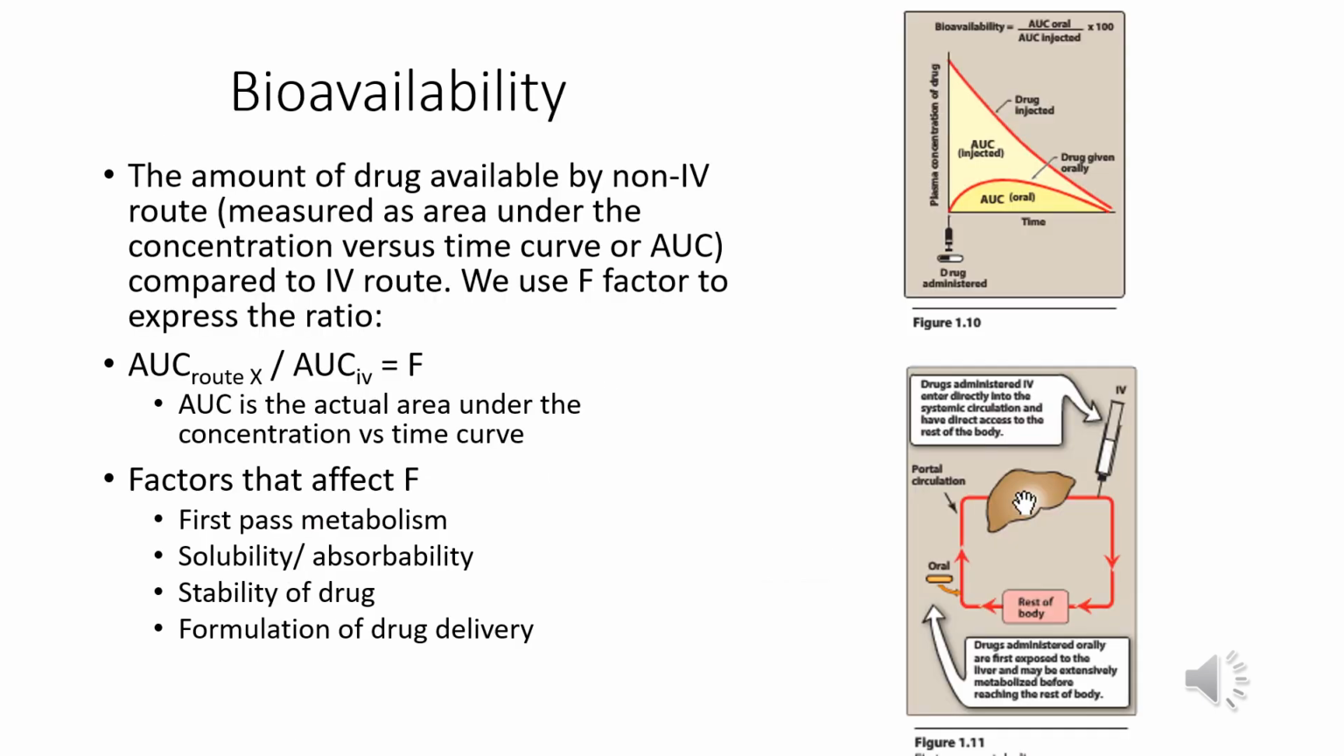Bioavailability, the amount of drug available via non-IV route, is measured as area under the concentration versus time curve, or AUC, compared to the AUC for the IV route. We use the F factor to express the ratio. AUC via route X divided by AUC via IV route is F. There are factors that affect F, such as first-pass metabolism, that we'll talk about soon, solubility, absorbability, stability of the drug, and formulation of the drug delivery.